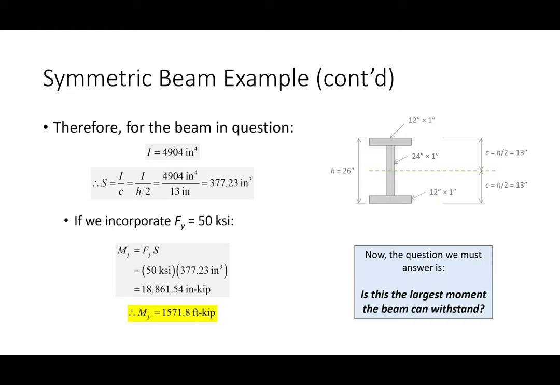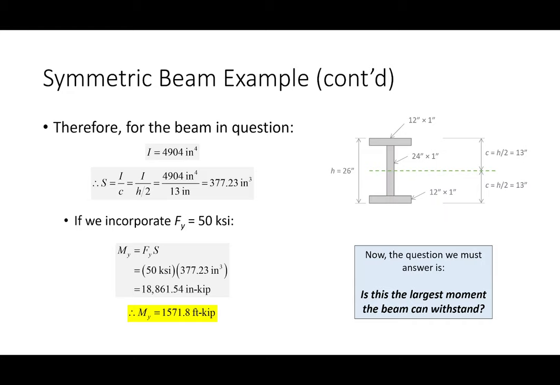All right. So if I wanted to compute a yield moment, what I would say is, okay, I've got 4,900 inches to the fourth. I can compute a section modulus by just taking 4,900 and dividing it by 13 from the center to the very tippy top or the center to the very bottom, and getting this as my section modulus. Fy times that will give me the yield moment. Now, units-wise, I'm going to take KSI times inches to the third, and I'm going to get inch-kips.